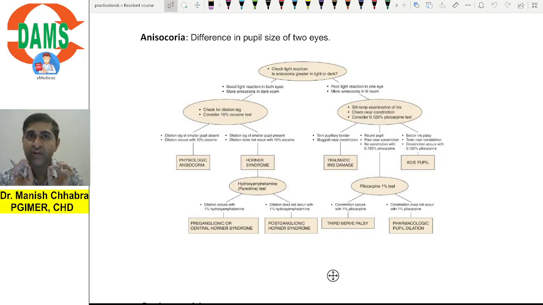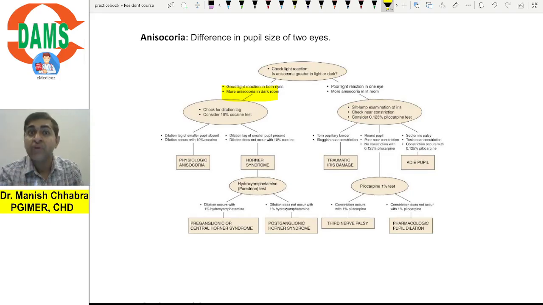Yes. So if the patient has come to you with anisocoria which is more in the dark room, that means when the patient is moving from a brightly lit room to a dark room, there is anisocoria. That means ideally in a dark room the pupil should dilate, but one pupil is dilating and the other isn't. That is why there is anisocoria.